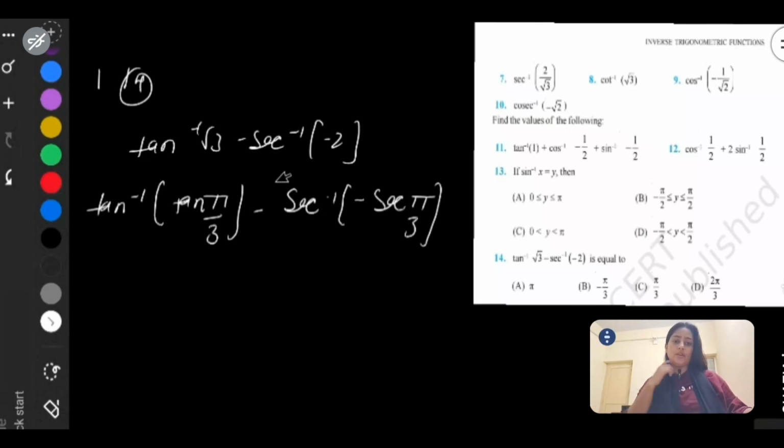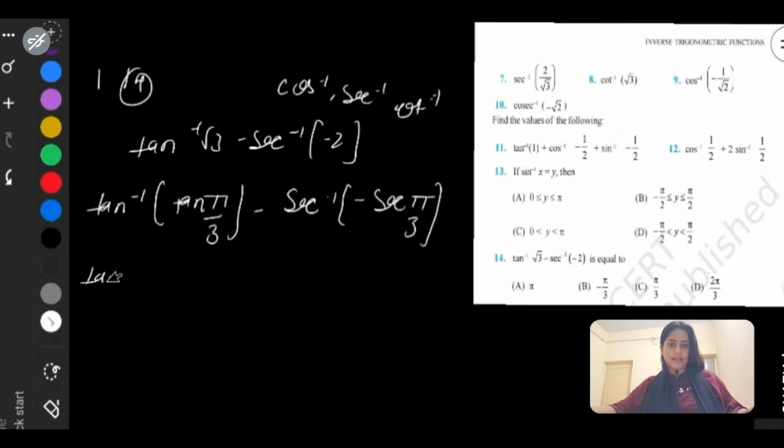I have told you earlier about cos inverse, sec inverse and cot inverse. Let me write it here. We'll put pi minus theta, so that cos of pi minus theta is minus cos theta, and sec of pi minus theta is minus sec theta. So tan inverse tan pi by 3 minus sec inverse sec of pi minus pi by 3.